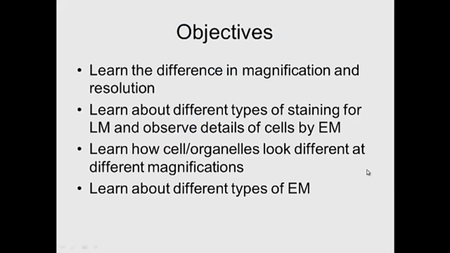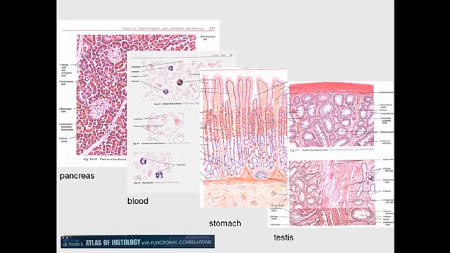We want to look at differences in magnification and resolution, to learn a little bit about different types of staining at the light microscopic level and some things about details that we see at the electron microscopic level. Learn how cells and organelles look different at different magnifications at the electron microscopic level, and to learn about differences in different types of electron microscopic images.